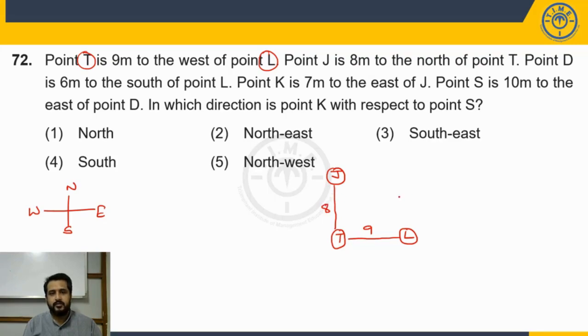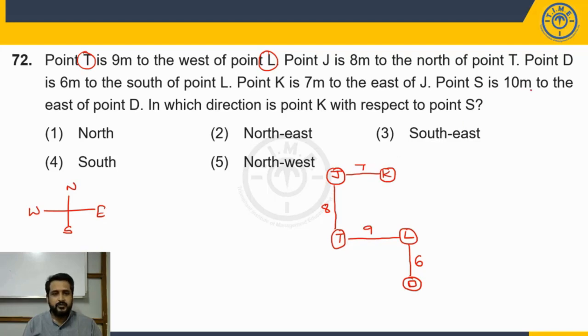D is 6 meters south of L. So L is here, southwards is towards this side and D will be here. D is south of L and the distance between them is 6 meters. K is east of J. So J is here, so K is on the east side, right hand side, and the distance between them is 7 meters. Between T and L it is 9 meters, between J and K it is 7 meters. So K point ends before that point. So K is here.